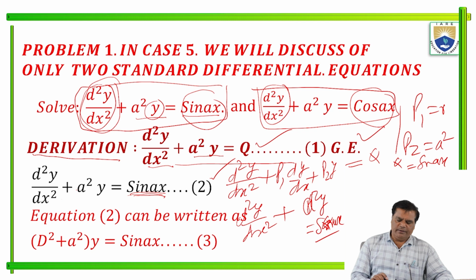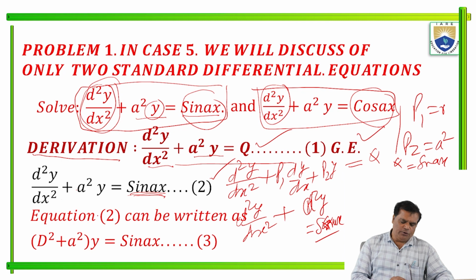So here both equations have the function changed, sin ax and cos ax, but the equation is the same. So we solve both equations simultaneously. We find the solution of both equations simultaneously.